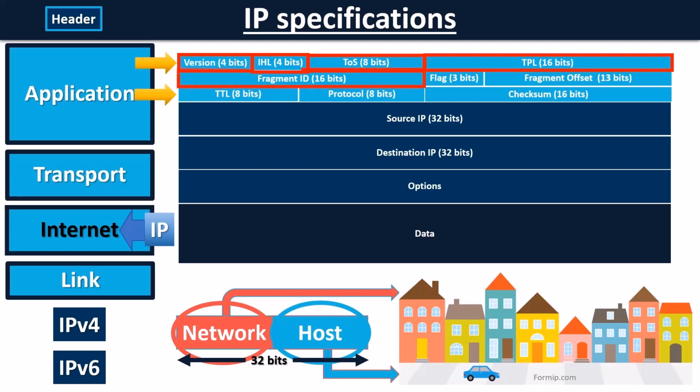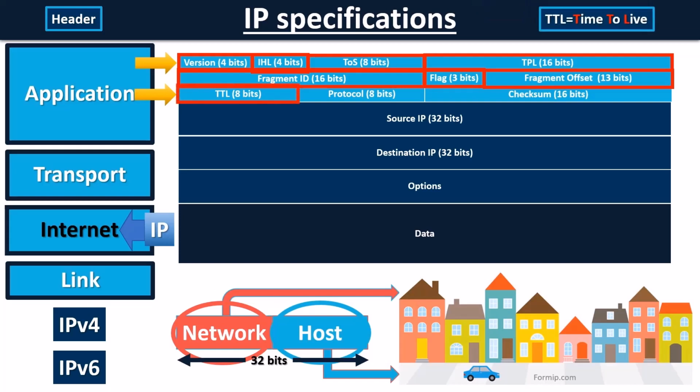The fragment ID identifies whether the packet has been fragmented. The flag field defines various control indicators concerning fragmentation. The fragment offset field is also related to fragmentation. It indicates where the fragment was made.